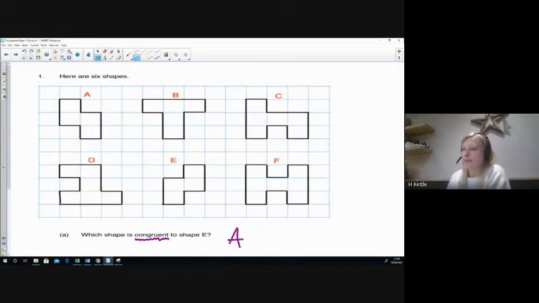I've skewed the image slightly, but if they were actual squares, C and D are also congruent because they're exactly the same. So congruent means that 2 shapes are exactly the same in shape and size. They're not a bigger and a smaller version. They're exactly the same. And if we cut them both out, they would fit on top of each other. We could turn them and flip them, but that's what congruent means.